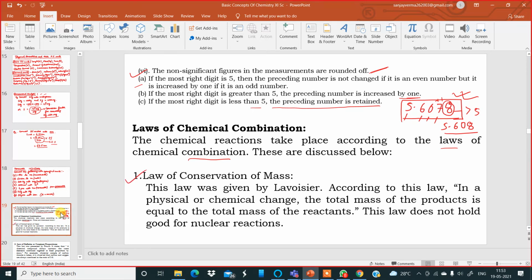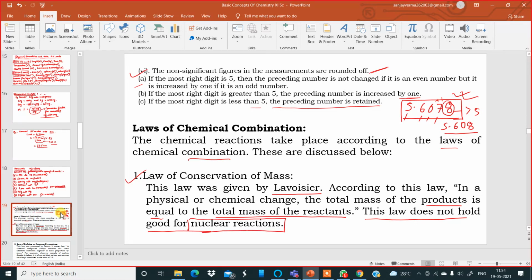So the first law of chemical combination, which you can see over here, is the law of conservation of mass. And this law of conservation of mass was given by the chemist Antonio Lavoisier. Now the statement is like this: in a physical or a chemical change, the total mass of the products is equal to the total mass of the reactants. This law does not hold good for nuclear reactions. Important point to be noted over here.